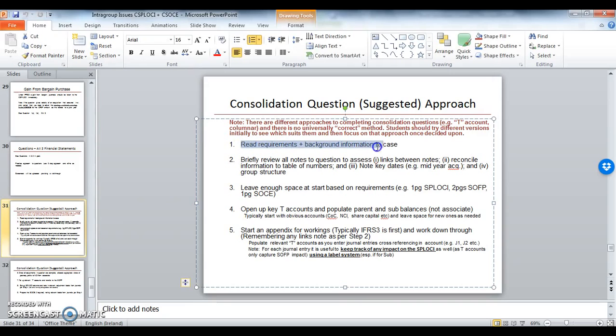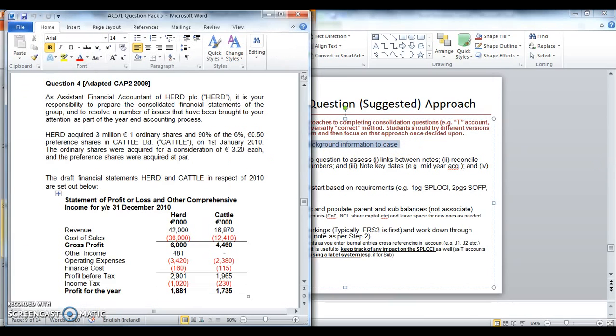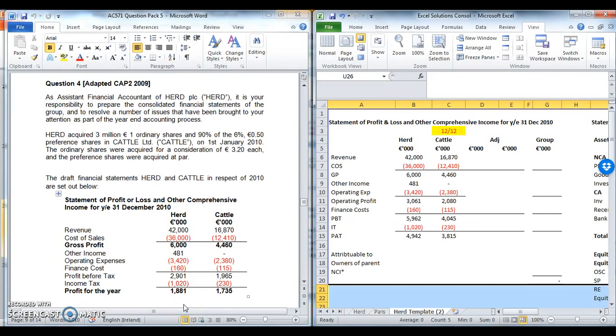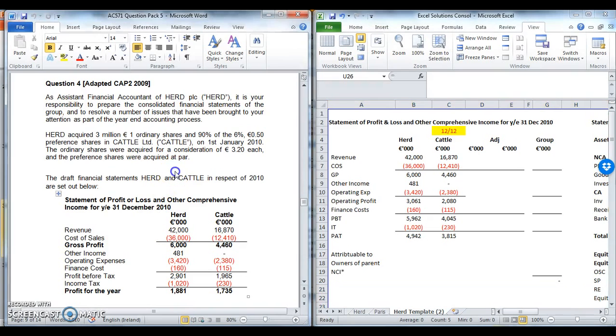First one being read the requirements and the background information of the case. So again, we're really just looking here at what's the context, highlight any potential issue line items such as other income, and just getting a sense of what the company and the group is about. So hopefully you've had a chance to read down to the question and even attempt it. We'll just show how we approach this question now from completing it.